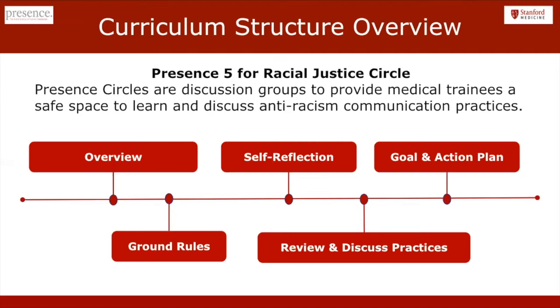First, the facilitator provides an overview of the Presence 5 framework and the Presence 5 for Racial Justice in Medical Education project. Facilitators will then go over the ground rules and discuss norms as a group. Then, facilitators lead participants through a self-reflection exercise and positionality statement to bring participants into a reflective headspace for the discussion. The group will then review each of the Presence 5 for Racial Justice practices and discuss implementation, examples, and barriers to practicing each practice through a case example. Finally, participants will have the opportunity to create specific personal goals and action plans for achieving those goals.